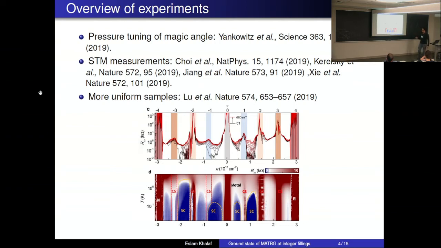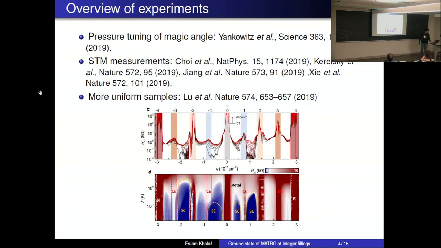In this talk, I'm mostly going to focus on trying to explain the emergence of these insulators at charge neutrality. As you'll see, the explanation works very well at even integers, but not odd integers, which is kind of consistent with the fact that even integers have the largest observed gaps.